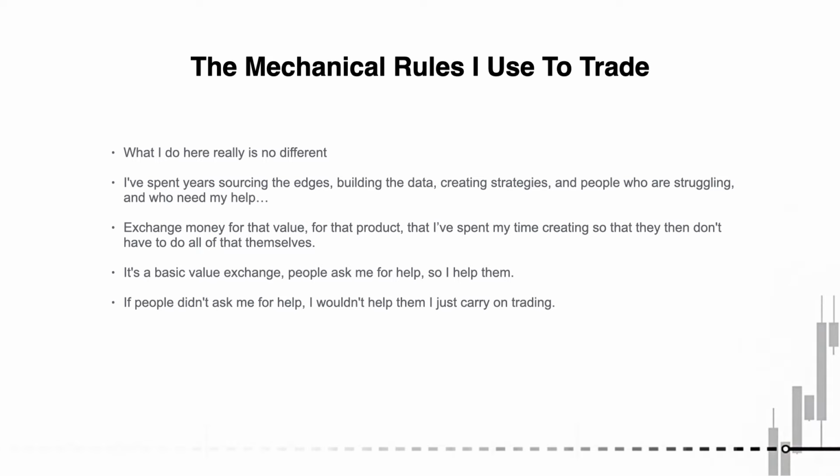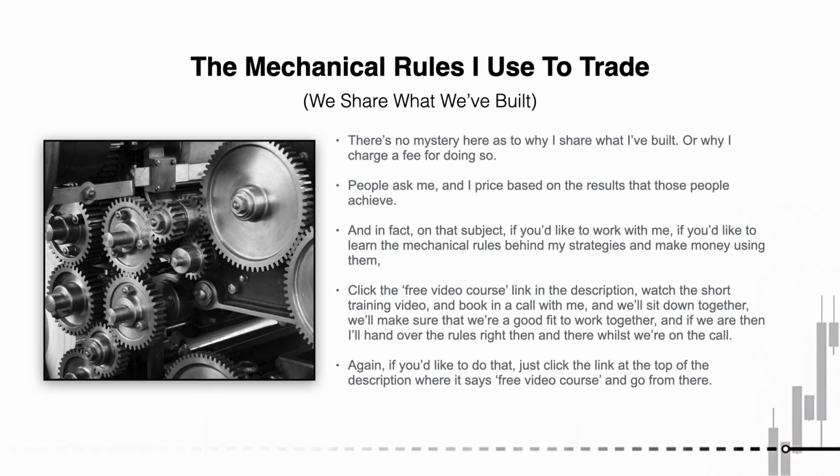People ask me for help, so I help them. If people didn't ask me for help, I wouldn't help them. I'd just carry on trading. There's no mystery here as to why I share what I've built or why I charge a fee for doing so. People ask me, and I price based on the results that those people achieve.